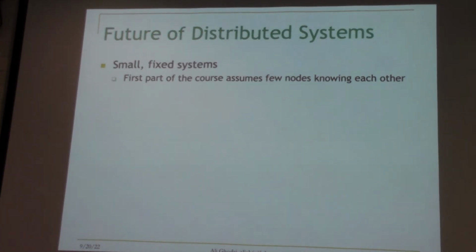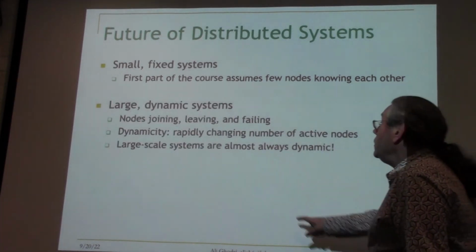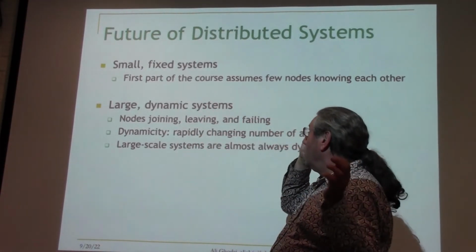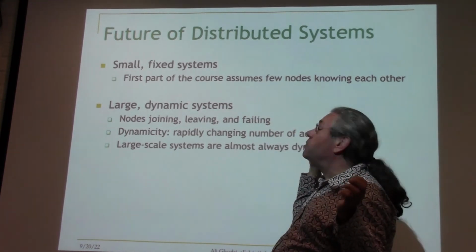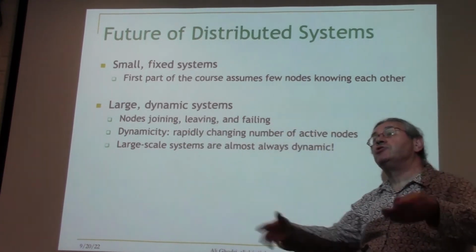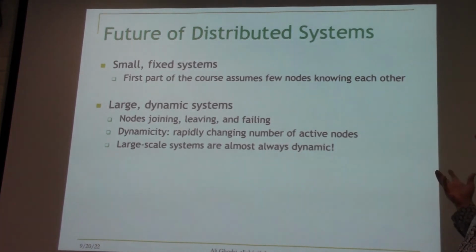But of course, large systems also exist, and they are usually dynamic. If you have a very large system, like BitTorrent or some other very large peer-to-peer or gossip system, the number of nodes is always changing. Nodes are joining, nodes are leaving, nodes are failing. The larger the number of nodes gets, the higher the probability of failure, of course. If I have 1,000 nodes, pretty surely one of those is going to be failing, whereas if I have 10 nodes, maybe not.